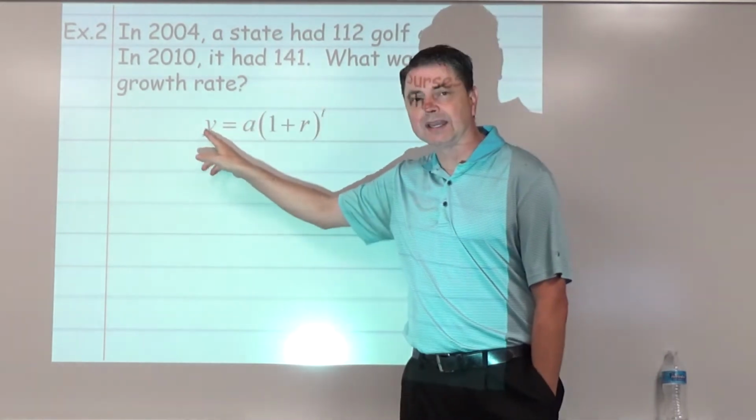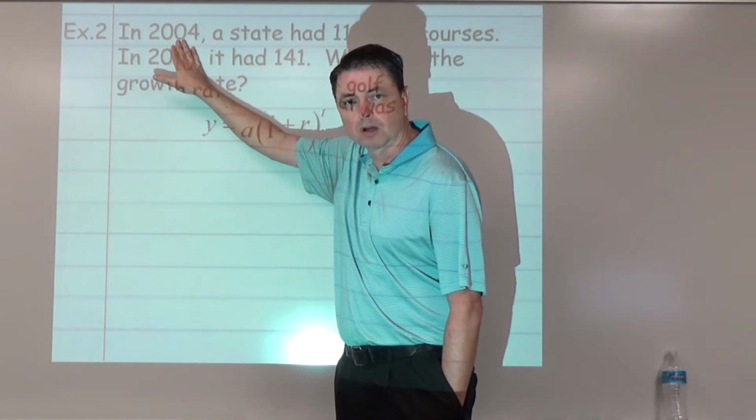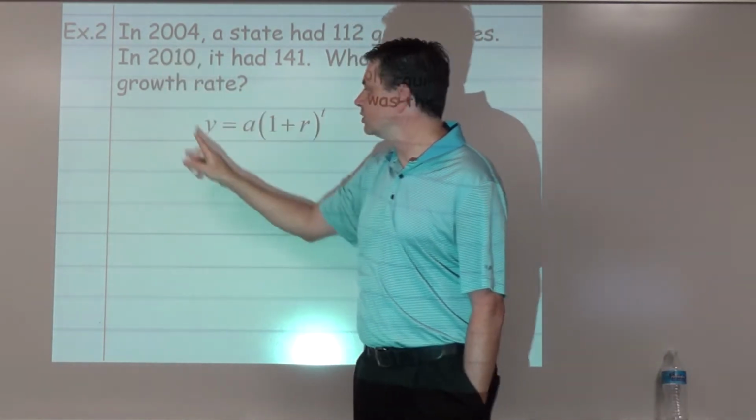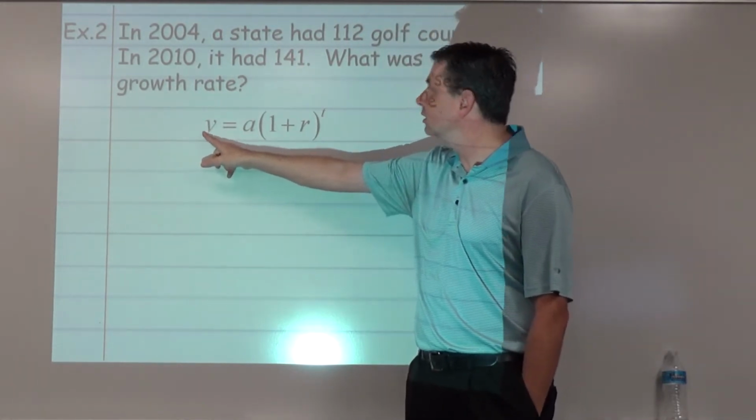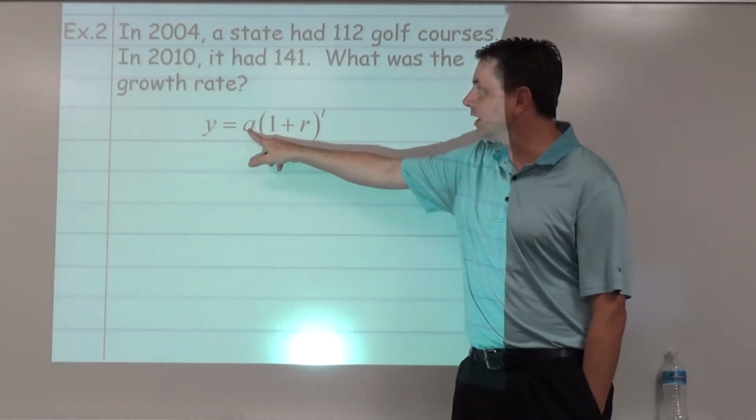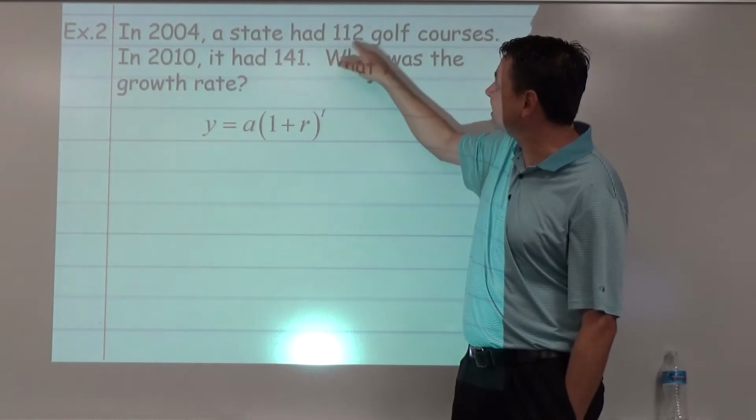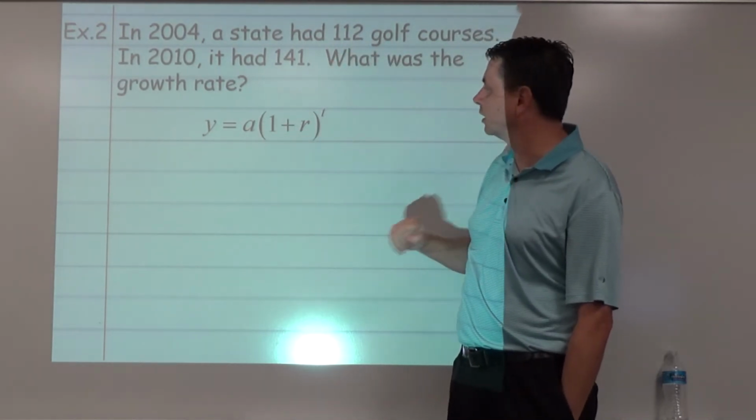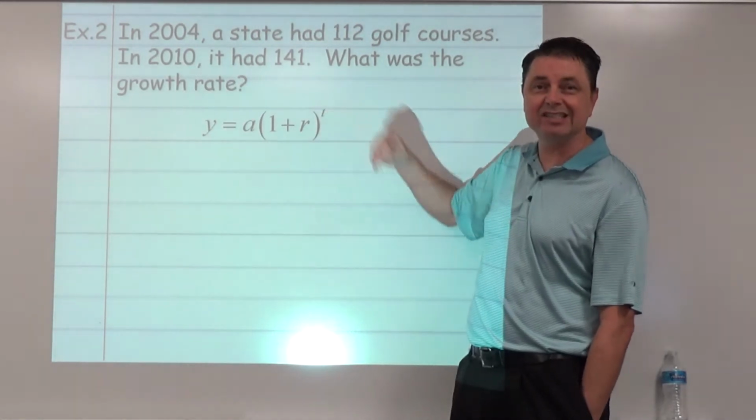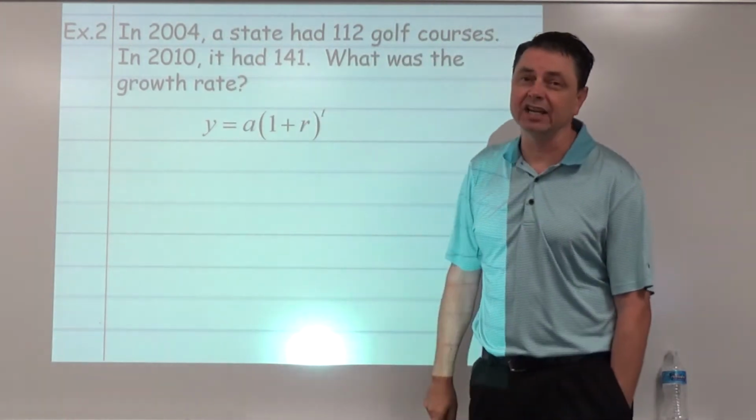Now remember, y is the amount later. So if the problem starts in 2004, later would be 2010. The amount in 2010, the amount later, goes here. So 141 goes there. Starting amount, that would be the 2004, the 112 goes there. We don't know R, but we do know T. T is the number of years from this starting year to that year. So I think we're talking about 6.